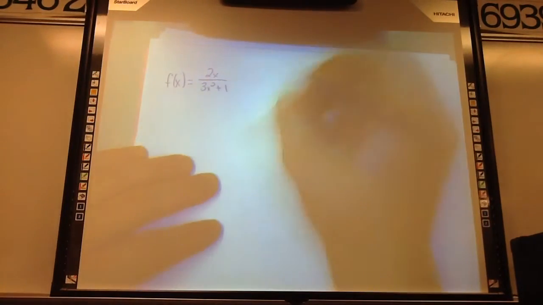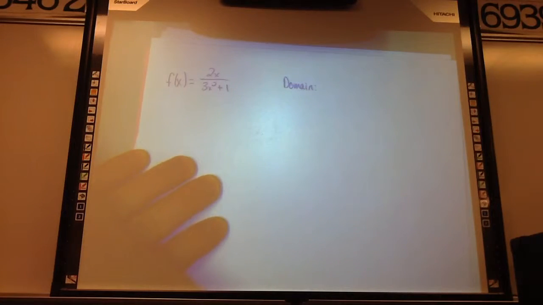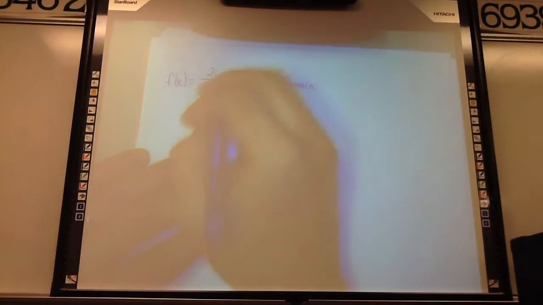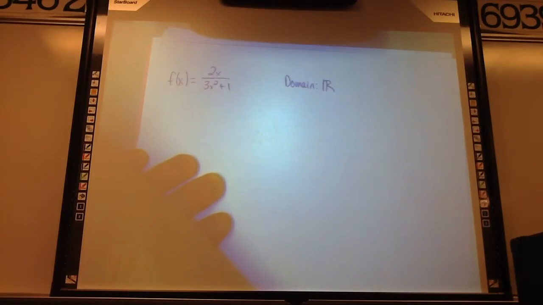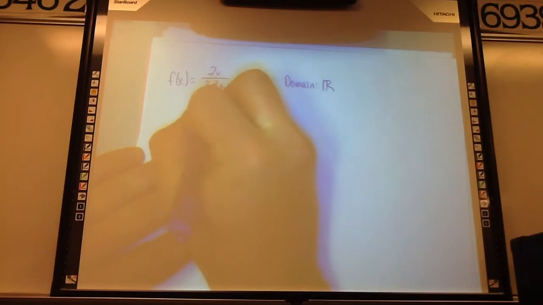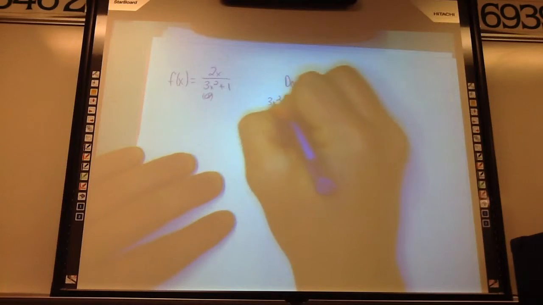What's the domain of this? All real numbers. You sure? Yeah, because it's x squared, and if you put a negative through it, you have the plus 1 to make it not 0. Yeah, so this is a bad first example. I just picked it randomly. So the domain is all real numbers. Or you could just take 3x squared plus 1 and set it equal to 0.